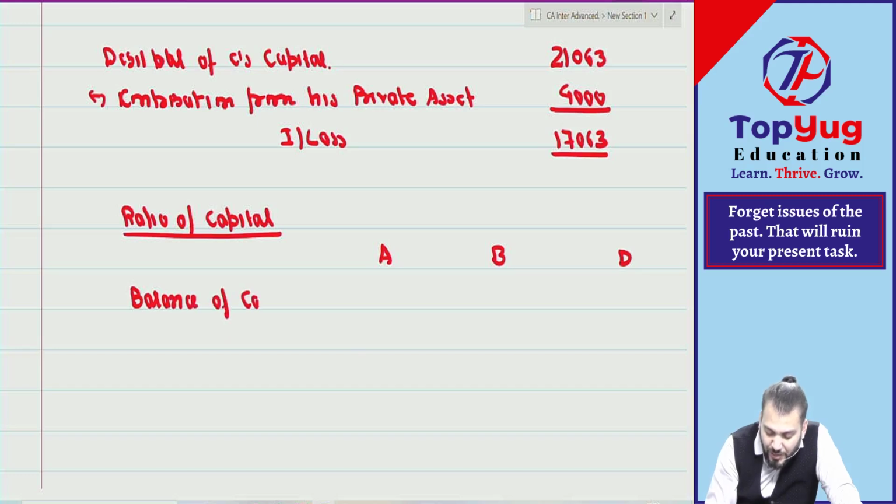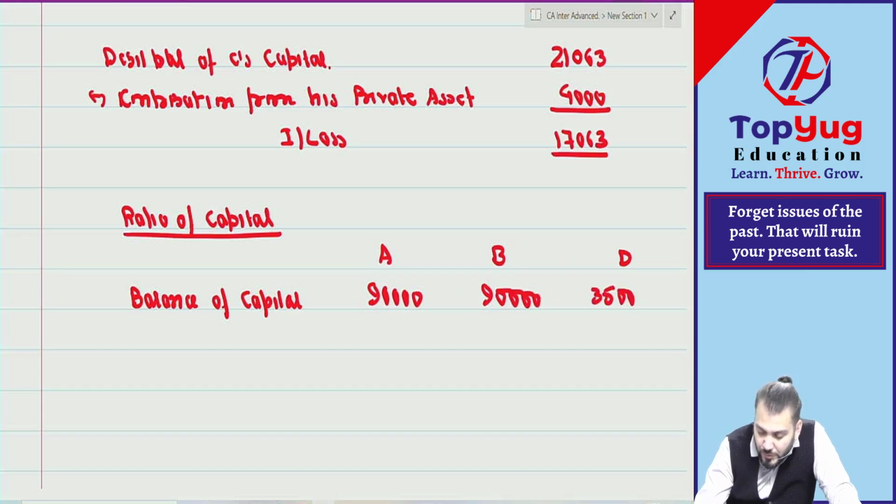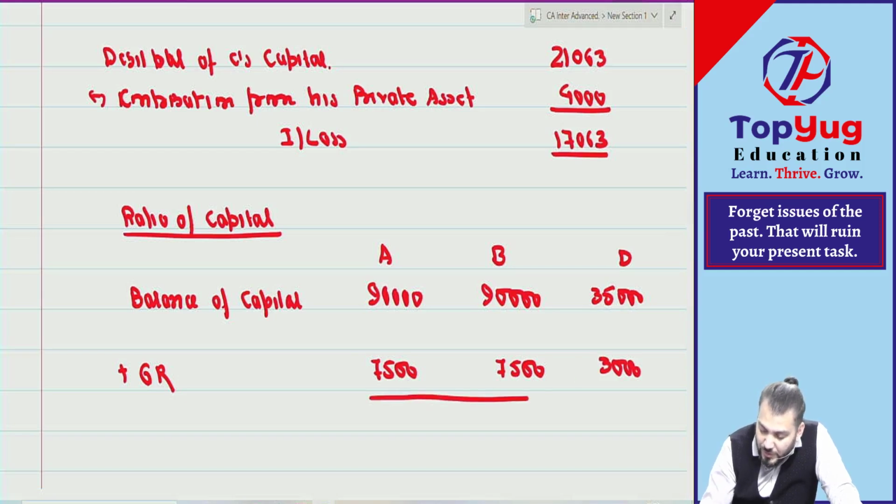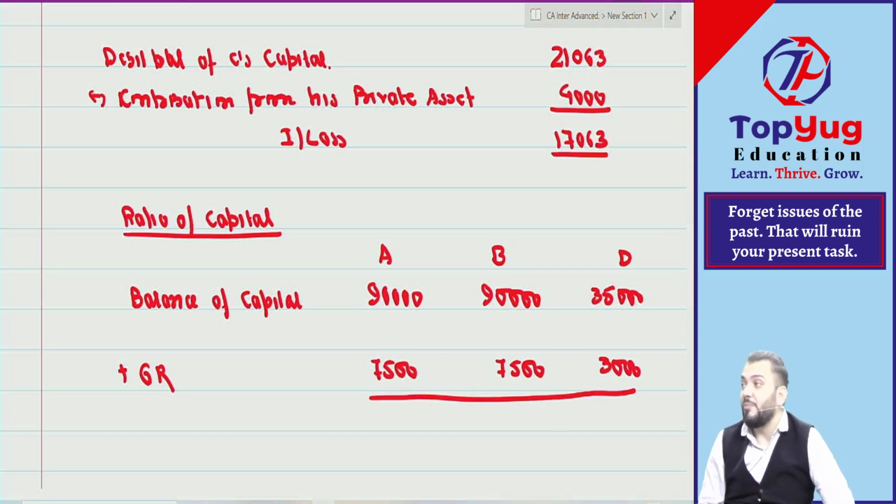Can you give me the balance of capital initially? So what was the balance of capital initially? It was 90,000 and 35,000. Then we'll add what? General reserve. General reserve how much? 7,500 and 3,000. Only this much. Okay, so this becomes capital on the date of dissolution.